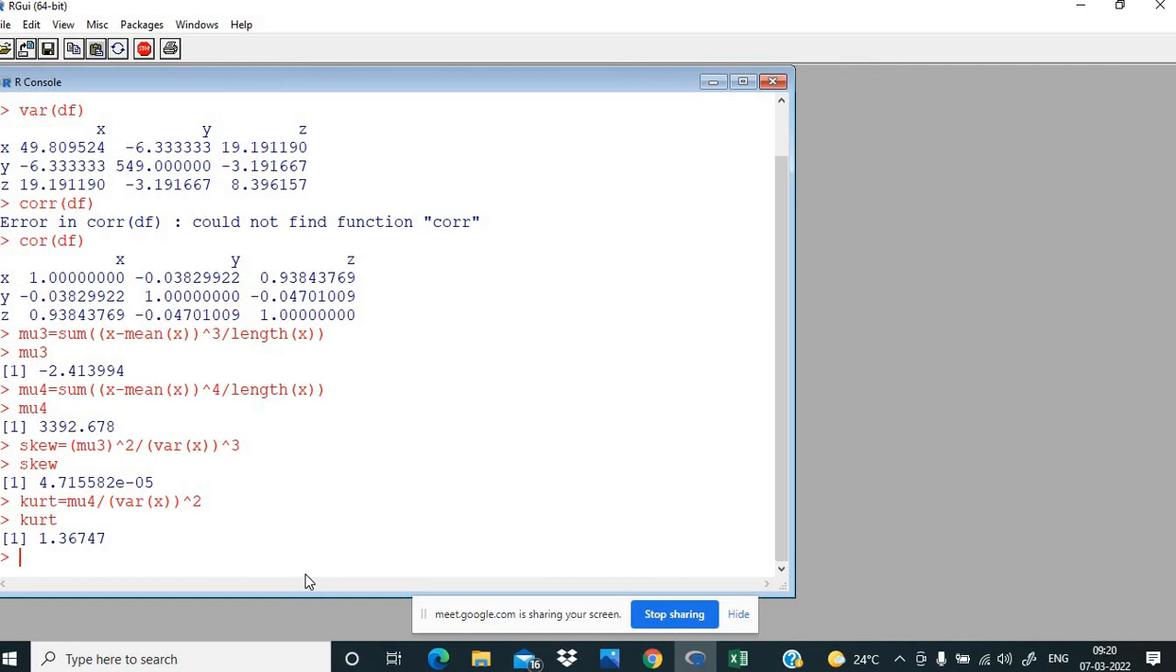So I have given you an overview of all the measures of dispersion, measures of central tendency, measures of skewness and kurtosis, and a little bit about correlation as well. This gives a good coverage of descriptive statistics.